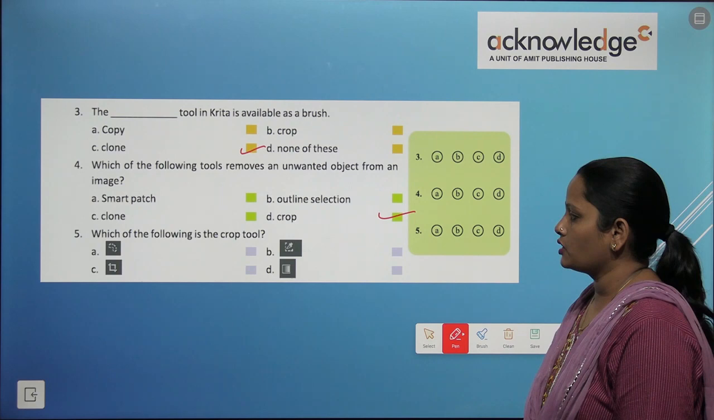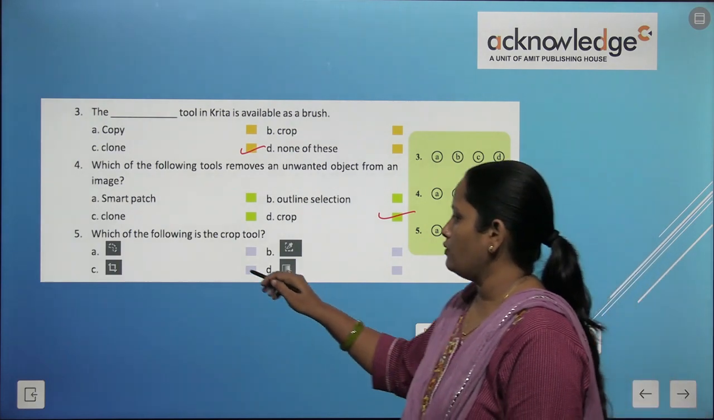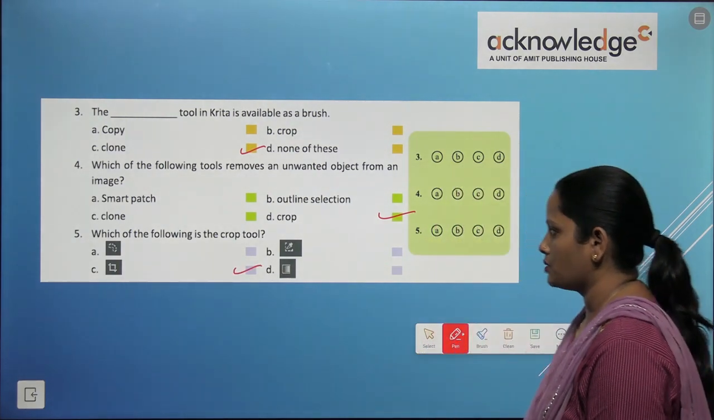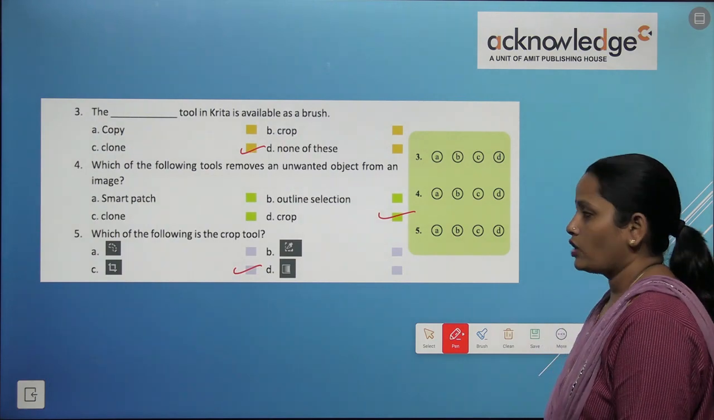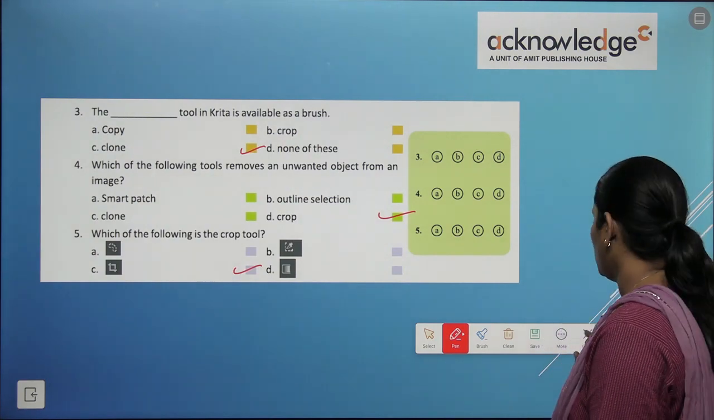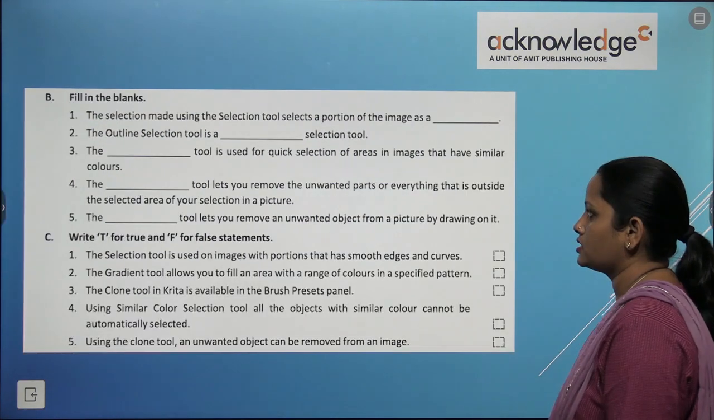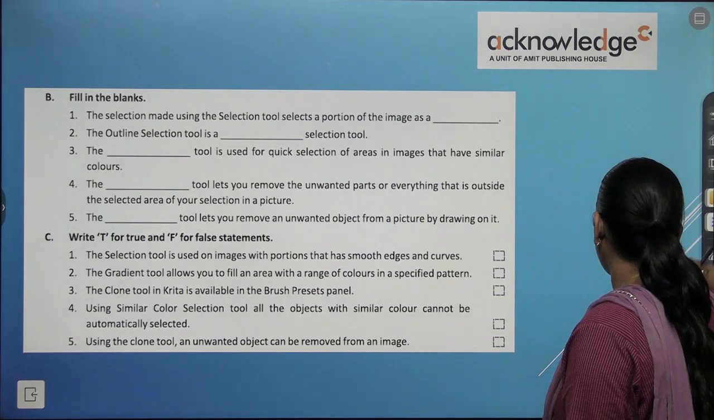Which of the following is a crop tool? So the C1 is a crop tool. This is a picture of a crop tool. So I hope you have done this, children. Now let's come to the next exercise. Fill in the blanks.